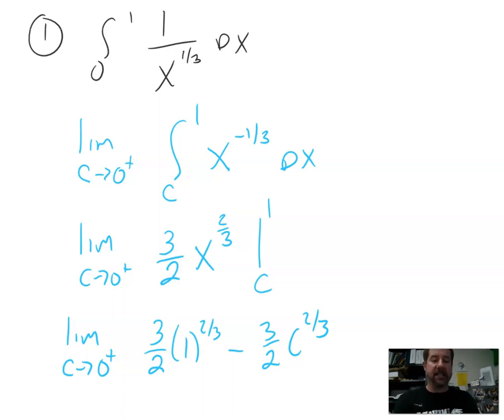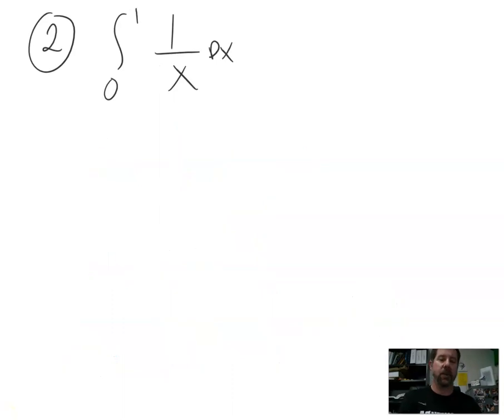And then when I evaluate this limit, 1 to the 2/3 is 1. 1 to the thing is 1. So 1 times 3/2 is 3/2. And then first try substitution. If I plug in 0, 0 to the 2/3 is 0, times 3/2 is 0. So we end up with just 3/2 minus 0, or just 3/2, is what this is going to converge to. Okay, next one. Integral 0 to 1 of 1 over x dx.